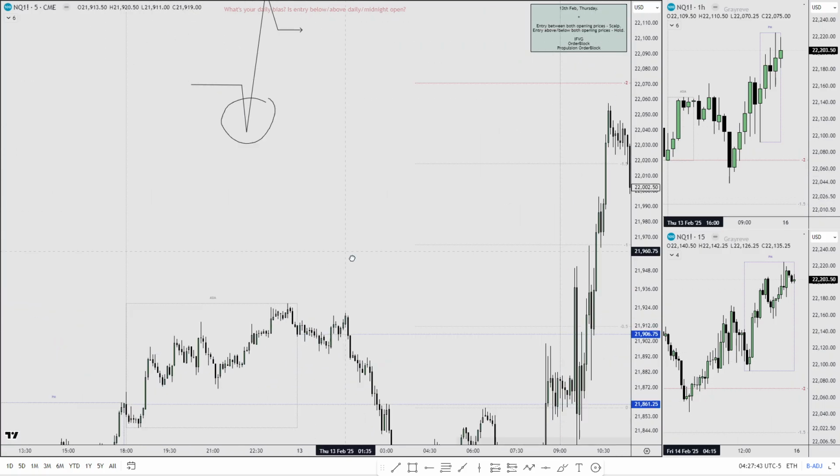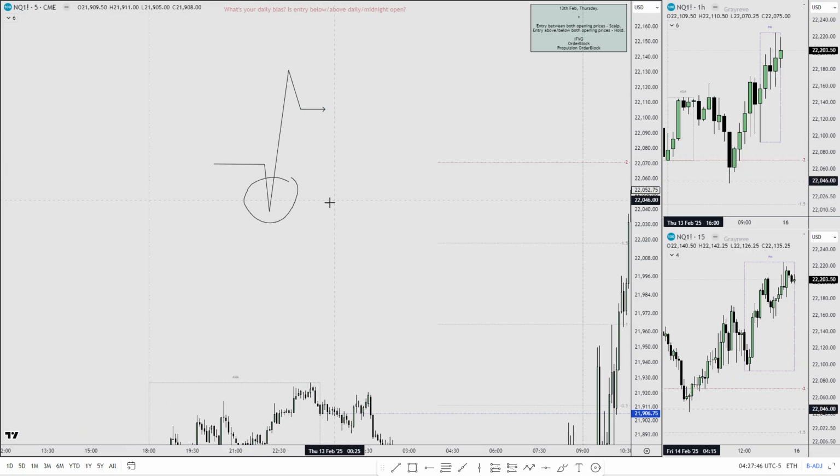Now, the probability of you getting this setup wrong is very low, because only one thing makes you wrong, which is being wrong on your daily bias. If you're wrong on your daily bias, it means that you're predicting an up close candle, but instead they gave you a down close candle. That is how you're wrong.